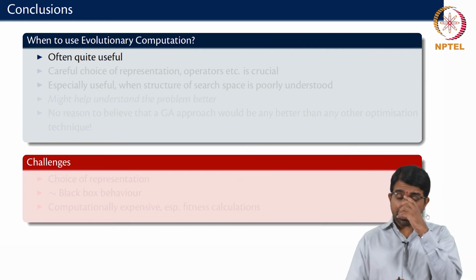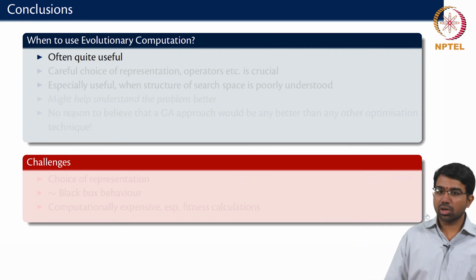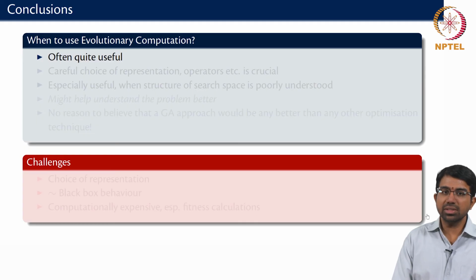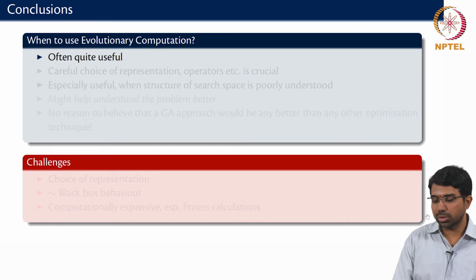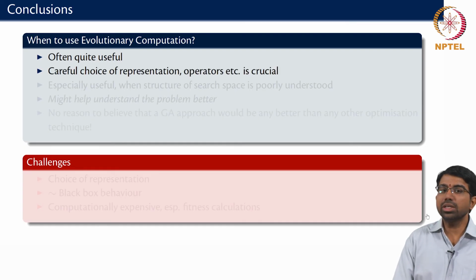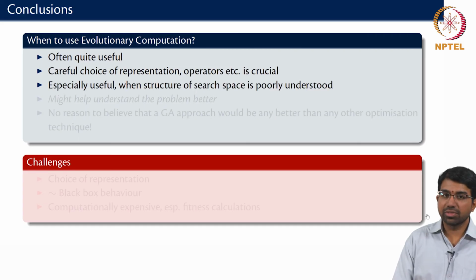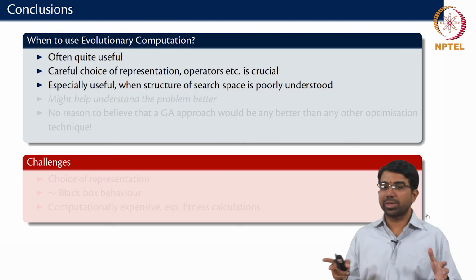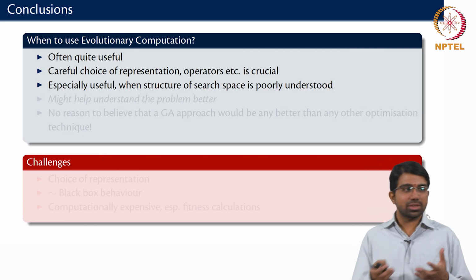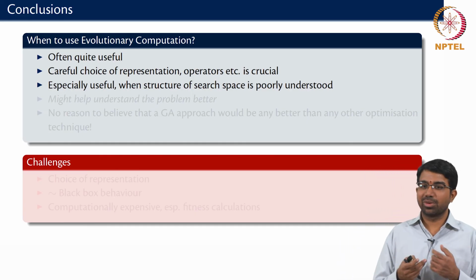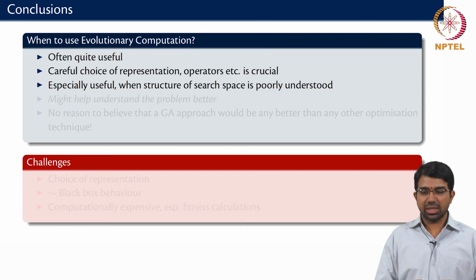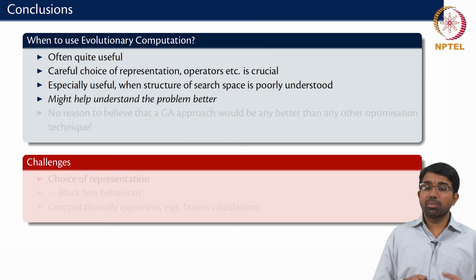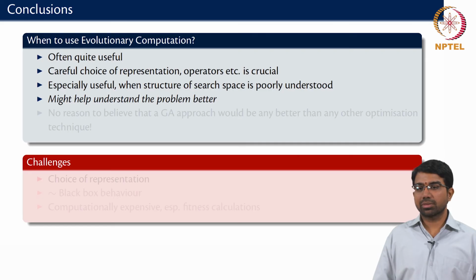So, when to use evolutionary computation? They are often quite useful. What are their strengths and what are the challenges? One major challenge you usually have to worry about is that you need a careful choice of representation, operators and so on, but it is very useful especially when you do not understand the space. You have a really weird space, you do not know what is going on in that space, you do not know what the gradient is, you do not know what the landscape looks like. GAs are useful.